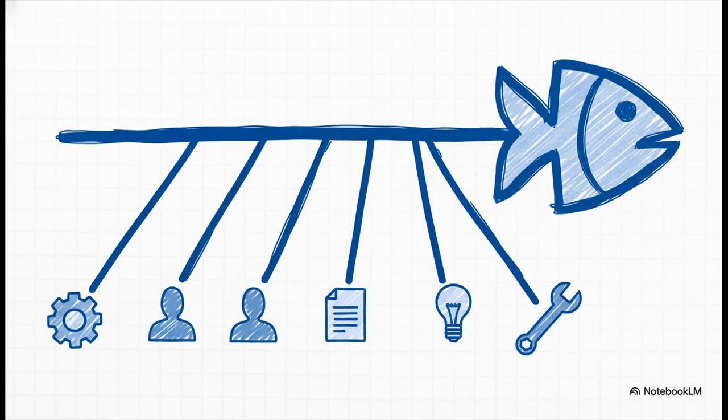From there, you draw the spine, or the backbone, and then you add the main ribs branching off. Now, these big ribs aren't the actual causes yet. Think of them as buckets or categories for where you might find the causes. It's a great way to structure your brainstorming so you don't miss anything big.